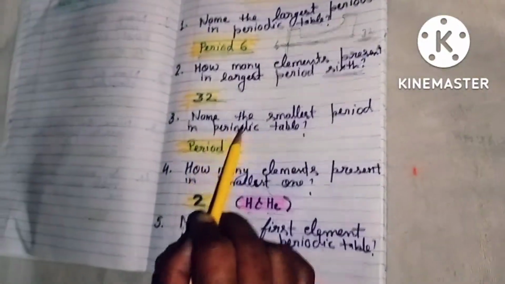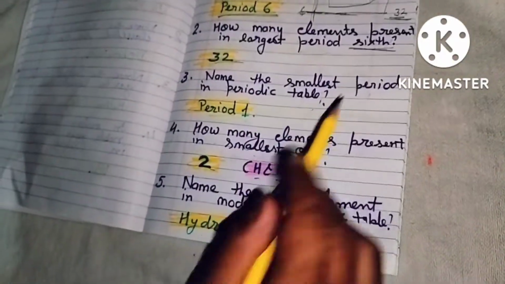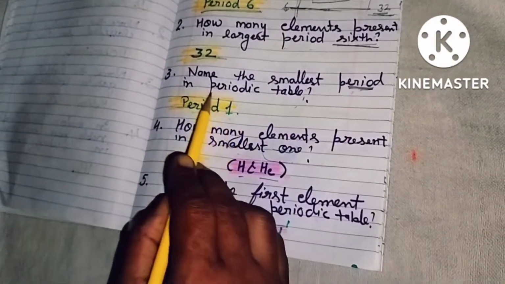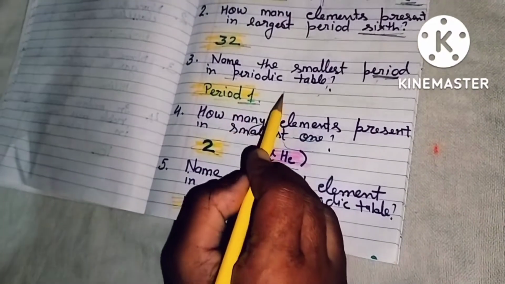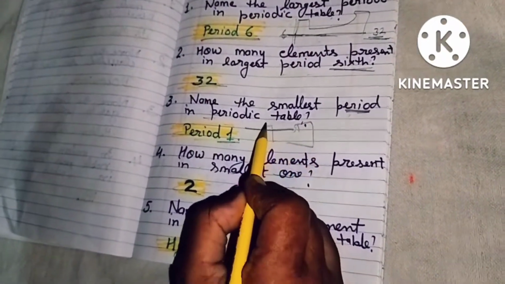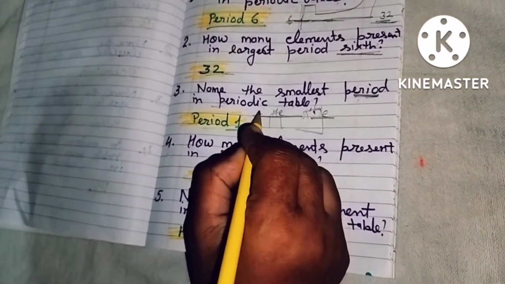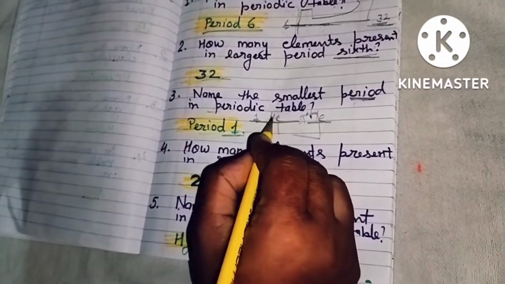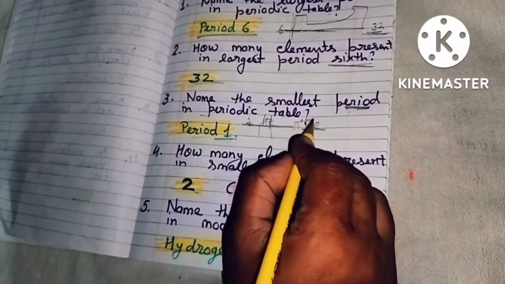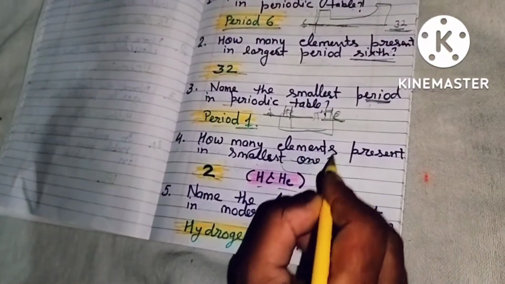Next, name the smallest period in the periodic table. The smallest period in the periodic table is the first, in which only 2 elements, hydrogen and helium, are present. It is the smallest period of the periodic table.